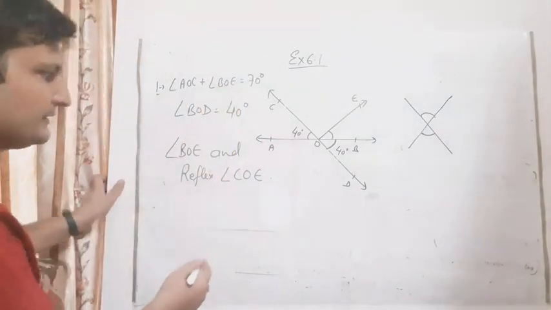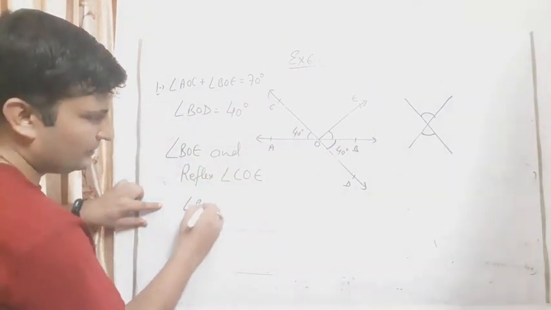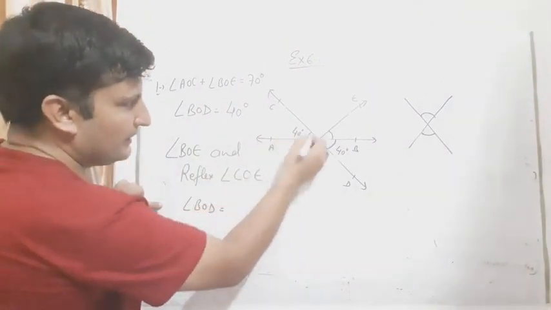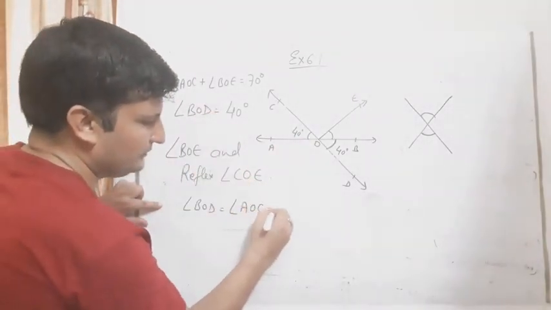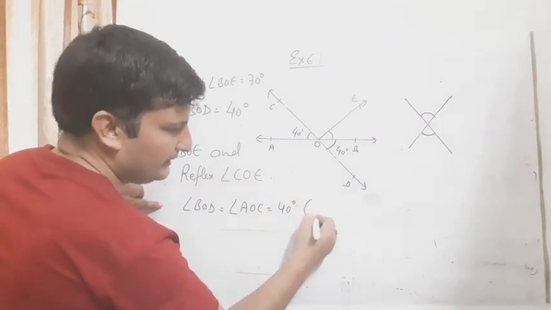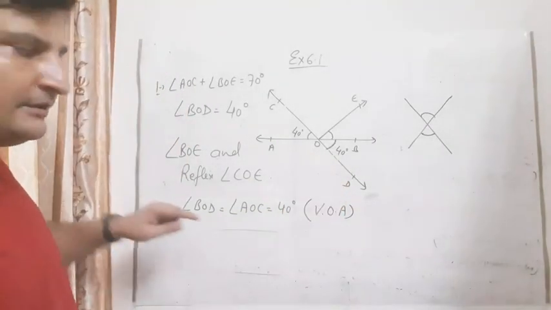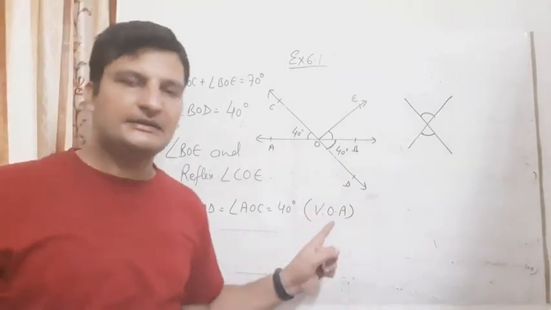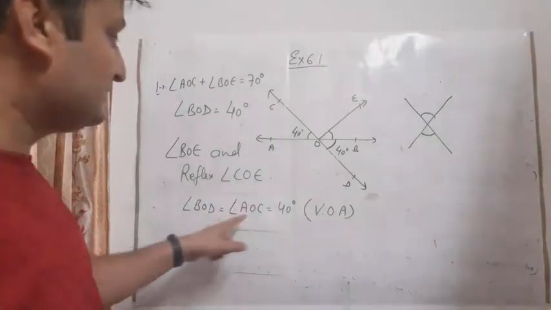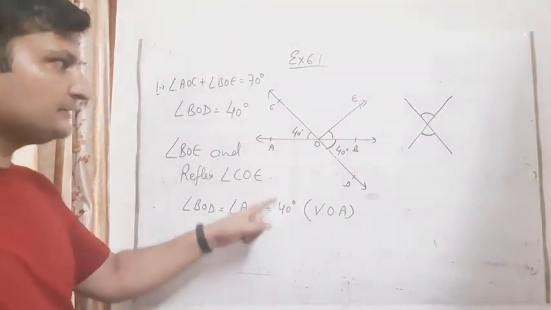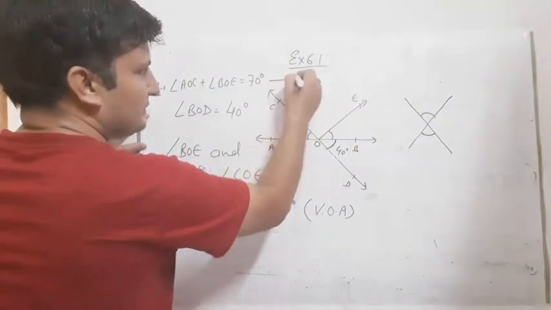So what will we write first? Here we can write angle BOD is equal to angle AOC is equal to 40 degree. We have to write it here as vertically opposite angles. We have to write which angle it is and why, vertically opposite angle. So this angle is 40 degree. It means we have to find angle BOE. Suppose this is equation number 1.